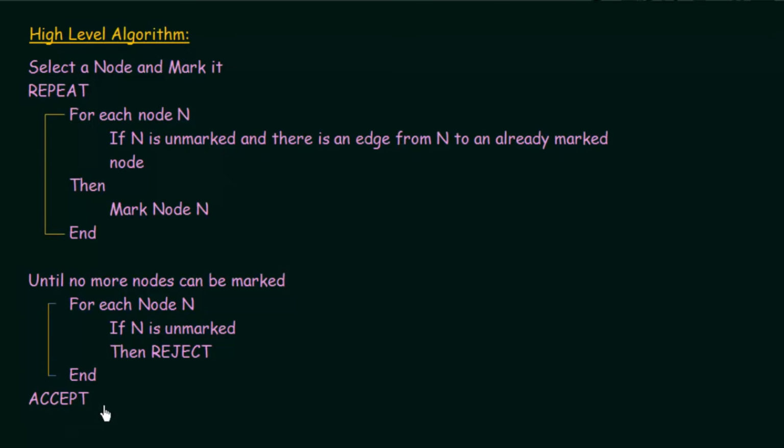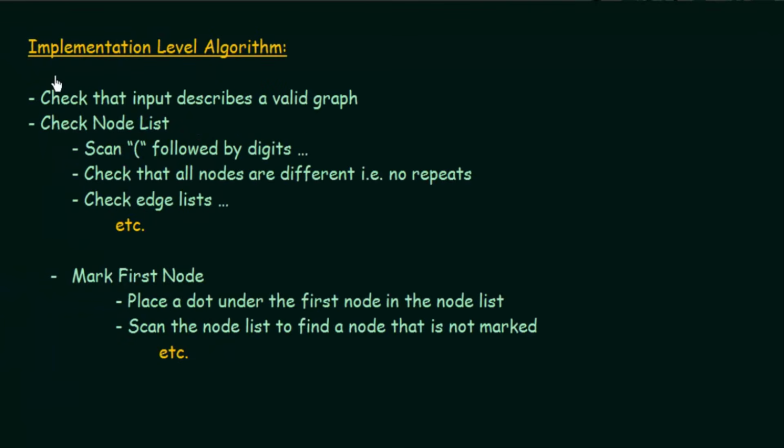Now we have to see how we can formulate this into a Turing machine. Again, as I told you, we are not going to design the entire steps because that is going to take a lot of time, but we can do it of course. I'm just going to show you a brief idea of how we can do this. So here is the implementation level algorithm. That means how we can implement this algorithm in the Turing machine.